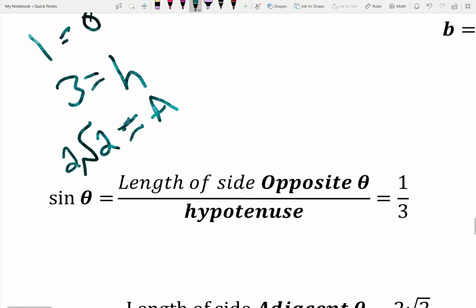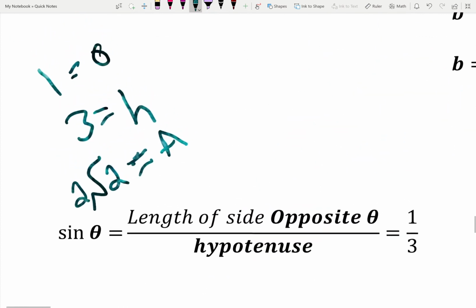Okay, so using SOHCAHTOA, sine of theta is equal to opposite over hypotenuse. So I take the length of the opposite divided by the length of the hypotenuse. So I have 1 over 3. Hopefully you guys are seeing a pattern here.